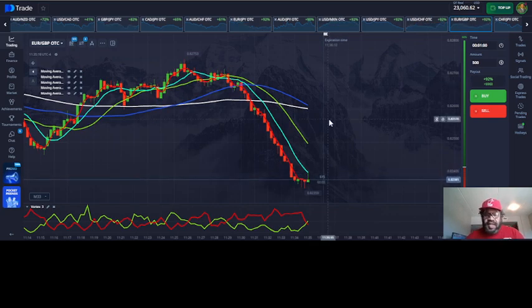You don't want to risk high percentages of your capital. The idea is to grow your balance slowly but surely.